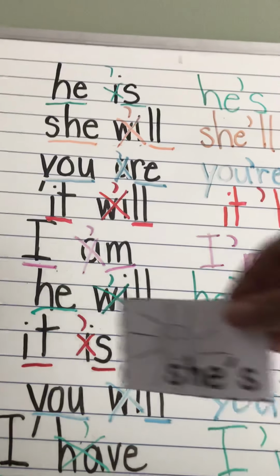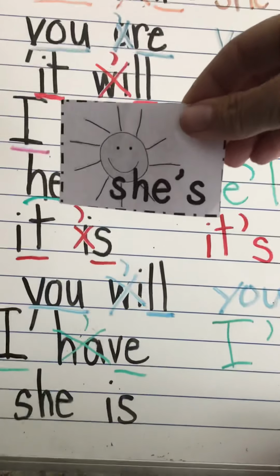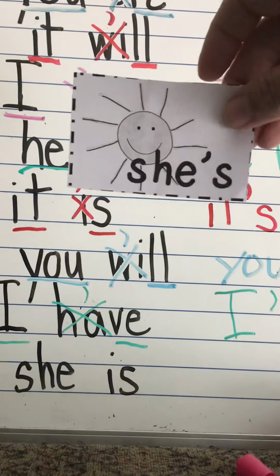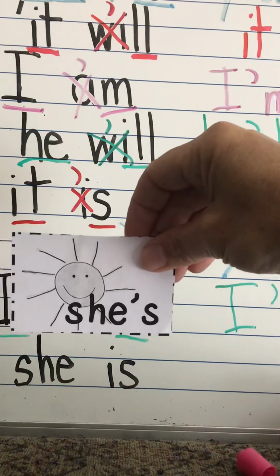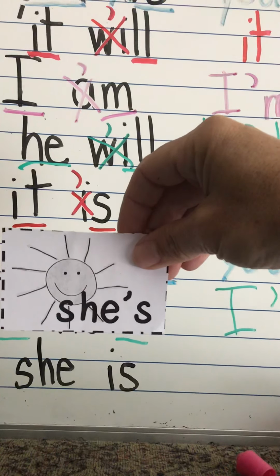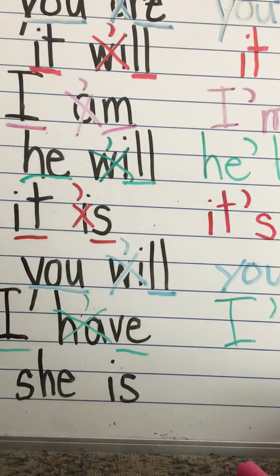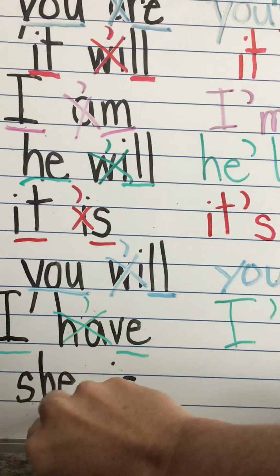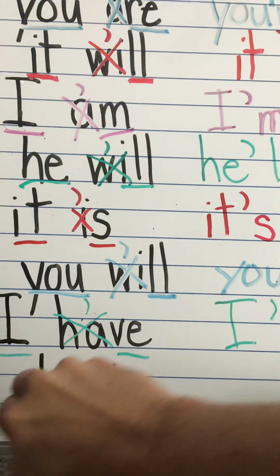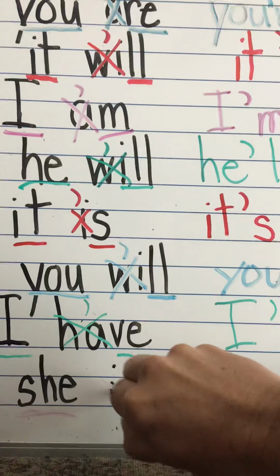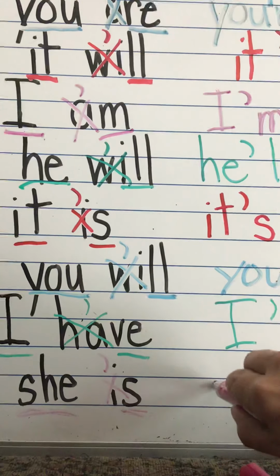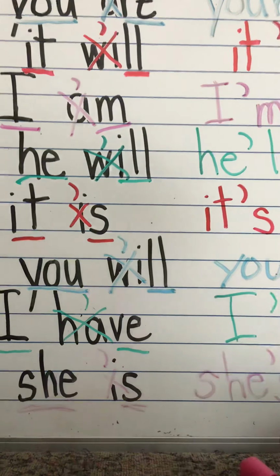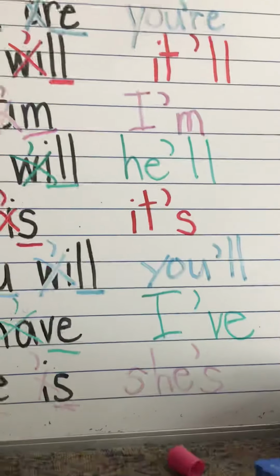And our last one is she's. S-H-E for she, apostrophe S. Down here we have she is, starts with she, ends with S. So we kept the she, we kept the S, but we got rid of that I and put an apostrophe in its place, and it becomes she's. It means the same thing as she is.